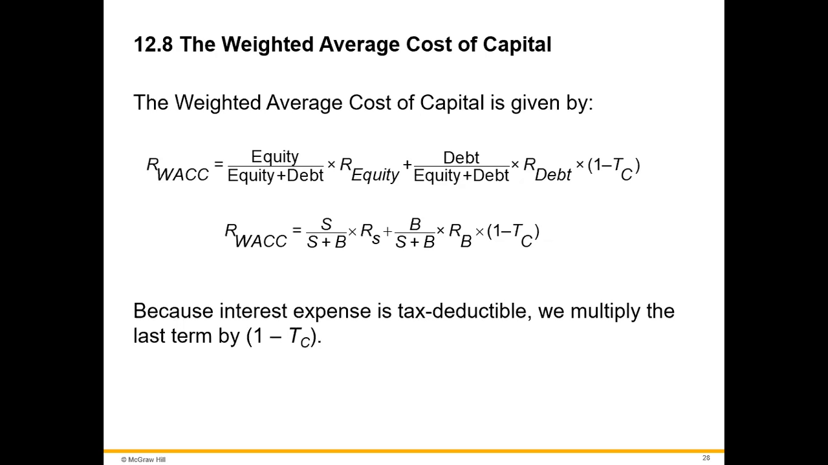So now we can put that all together and do a comprehensive weighted average cost of capital. The way we do that is we take the equity of the firm divided by equity plus debt times the required rate of return on the equity, plus the debt of the firm divided by the total equity and debt of the firm. So what percentage is financed by the debt times that required rate of return for the debt.